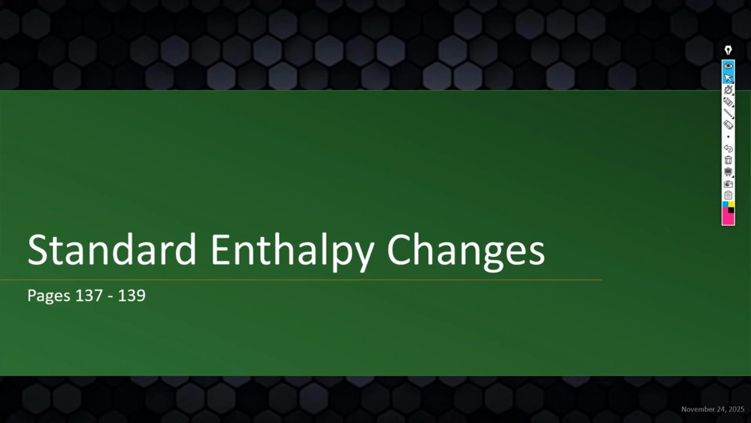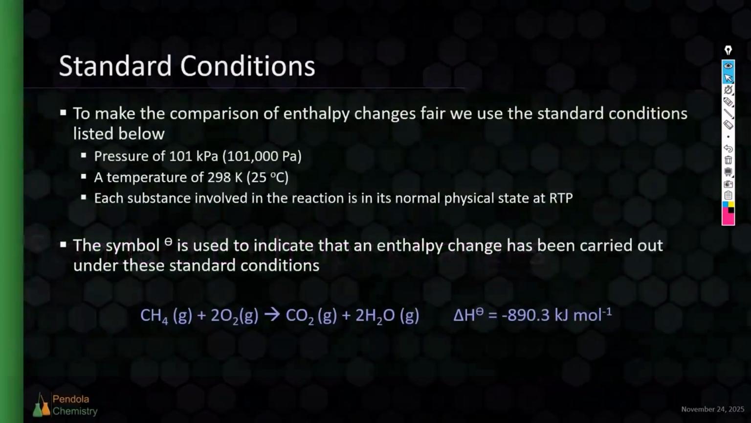Today we're going to be taking a look at Chapter 6, Section 2, which is going to cover the different types of standard enthalpy changes. So this is going to be a very definition heavy chapter section, and we're going to look at essentially the vocabulary that we use in enthalpy change conversations.